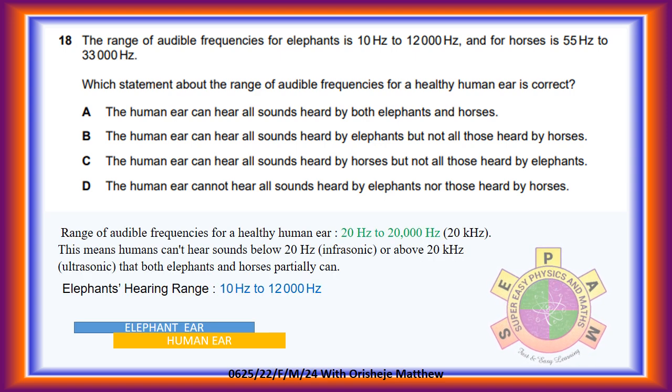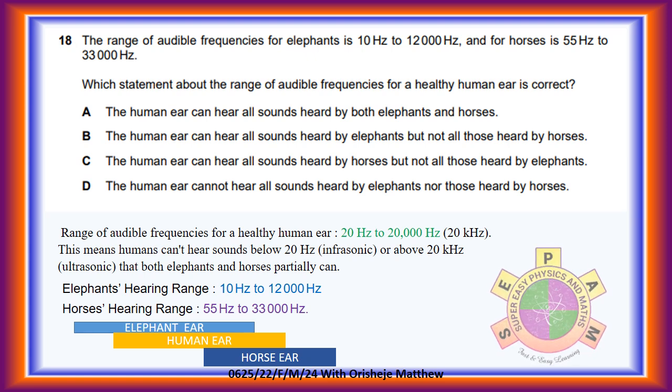Why are the other options not correct? Option A, not all, both elephants and horses can hear sounds outside the human audible range. Option B, not all, horses can hear higher frequencies than humans can. Option C, not all, elephants can hear lower frequencies than humans can. The typical range of audible frequencies for a healthy human ear is from around 20 Hz to 20,000 Hz. This means humans can't hear sounds below 20 Hz, infrasonic, or above 20 kHz, ultrasonic, that both elephants and horses partially can.